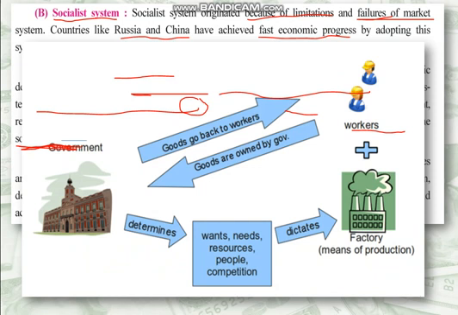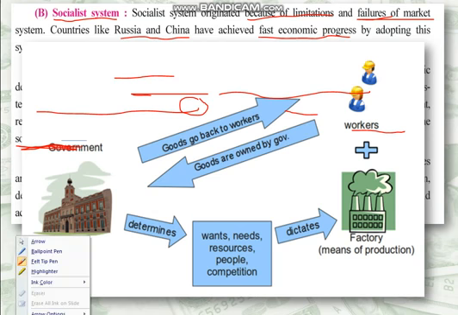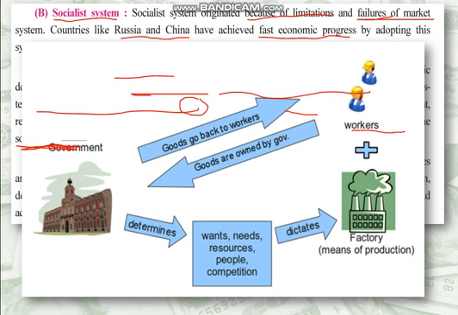Now you can see what is being done here. Say this here is the government. So what does the government do? It thinks about what the wants, needs, resources, people and competition dictate. The factories which produce are also owned by the government. They are government factories, plus the workers who are working in the factory are also for the government.